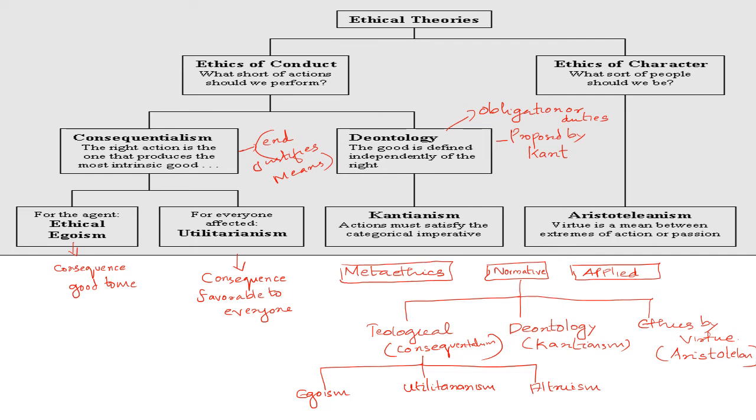Then in the next slide we will discuss other types of ethics. There we will discuss meta, normative and applied ethics. Under normative ethics we have deontological ethics, ethics by virtue, and the consequential approach. Then meta ethics is about obligations or duties, right? Then applied ethics, that we will discuss in the next slide, right?